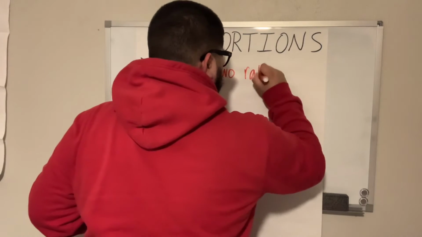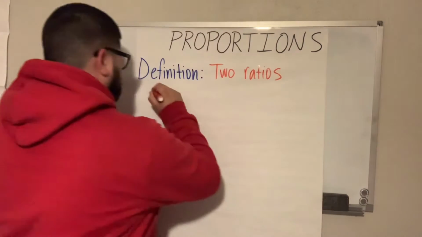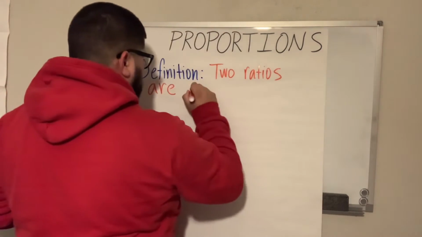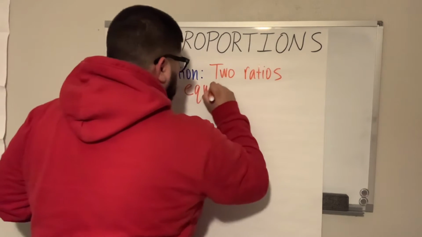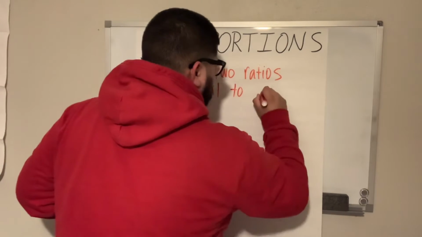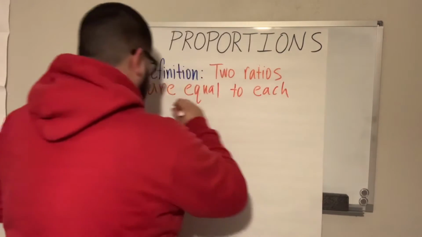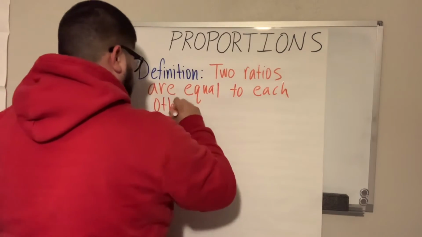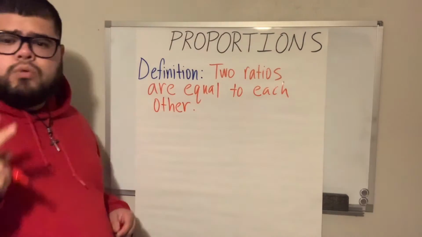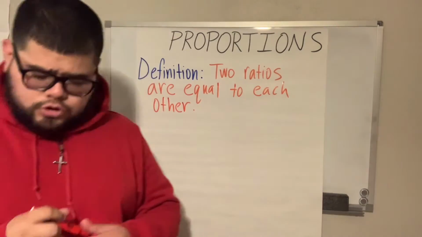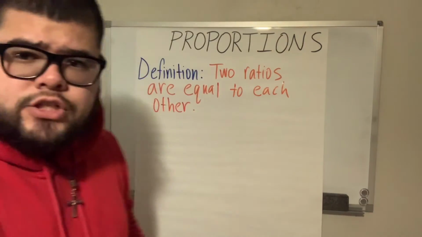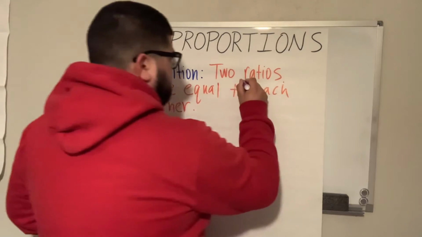ratios are equal to each other. Okay, when two ratios are equal to each other. And so we've talked about ratios before, right?